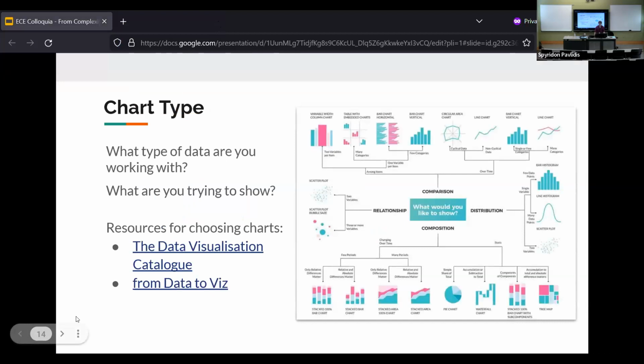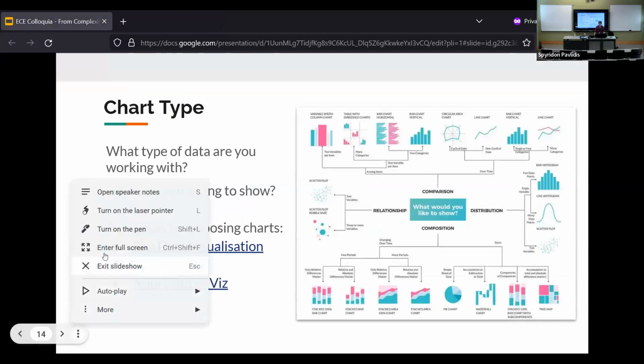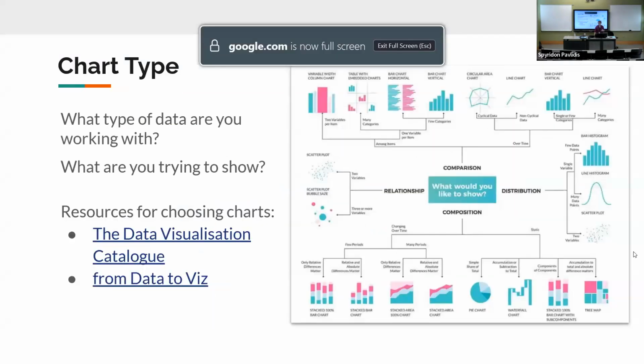All right, so that was an example of that resource, that catalog, and the other one is very similar as well.